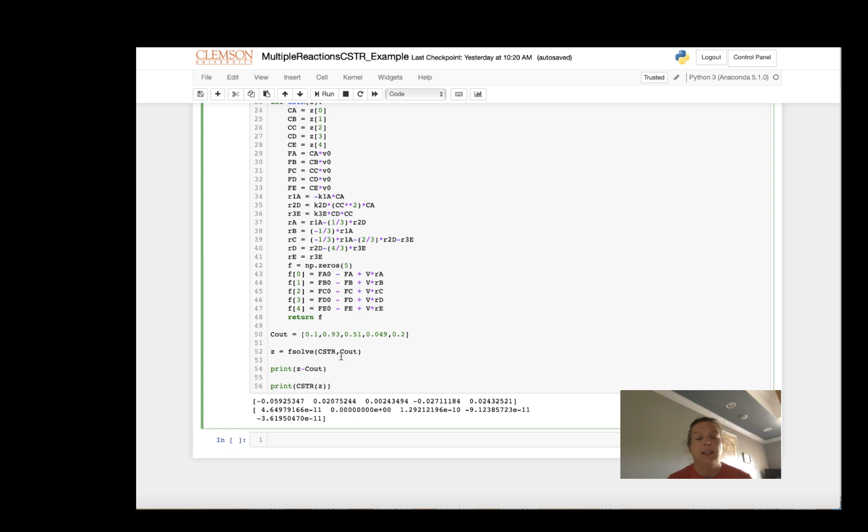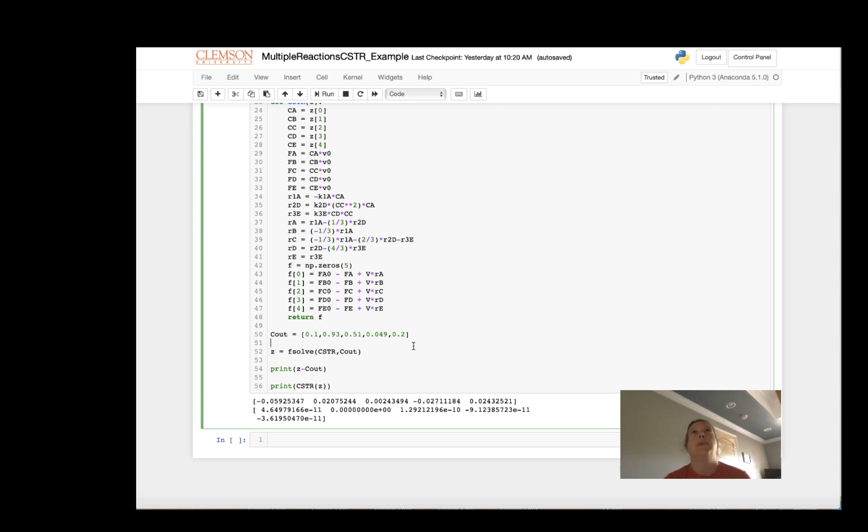So this is a guess at the outlet concentration of A, B, C, D, and E. Now, in this problem, it's a little bit different because I've given that information and I'm asked to solve for the volume. A more typical problem would be that you'd be given a volume and asked to solve for the concentrations in the CSTR, in which case you would have to enter a guess here. So enter a reasonable guess of what you think those values should be.